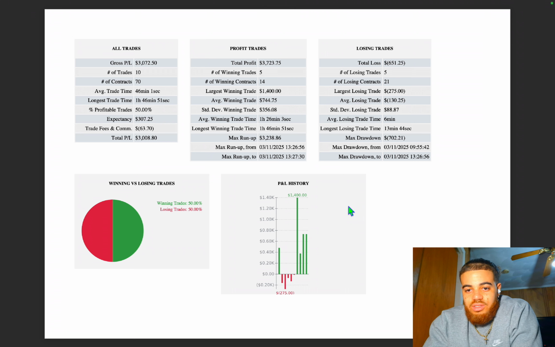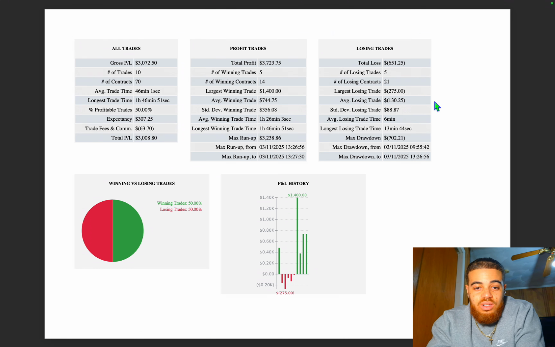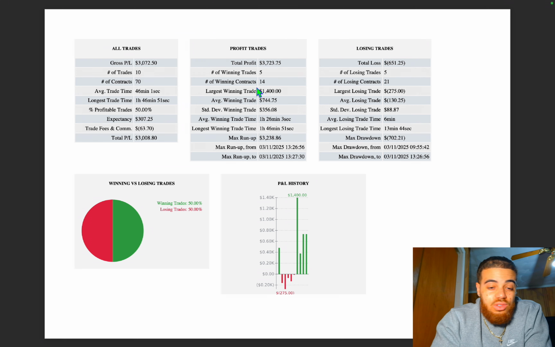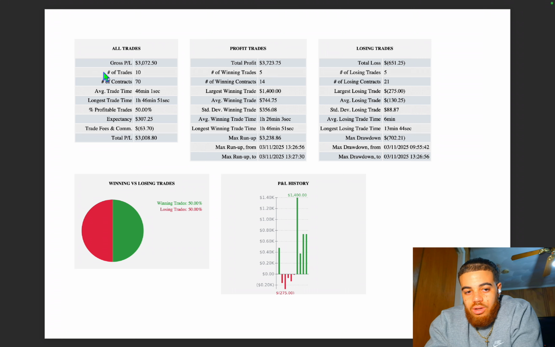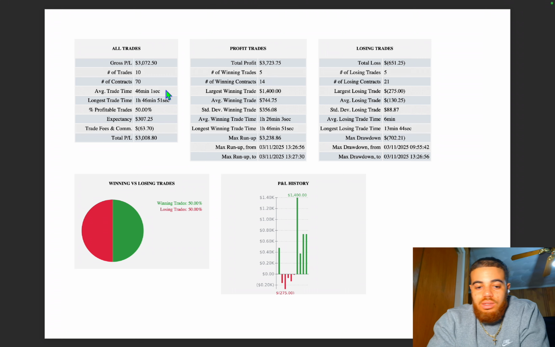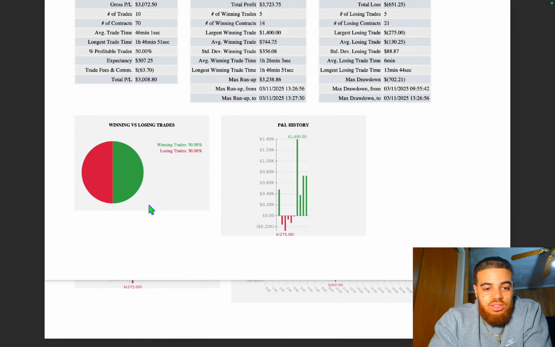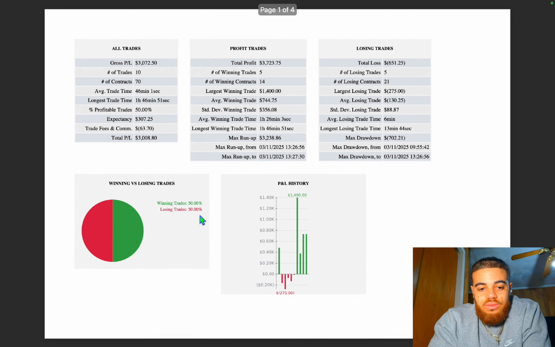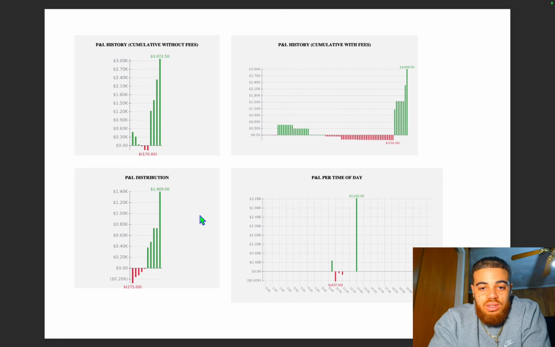So this is all the trades for the day. In total, losing trades is $651. The total profit was $3,723. So all in all, we were able to end the day at $3,072. Today's win versus loss is 50 to 50%.